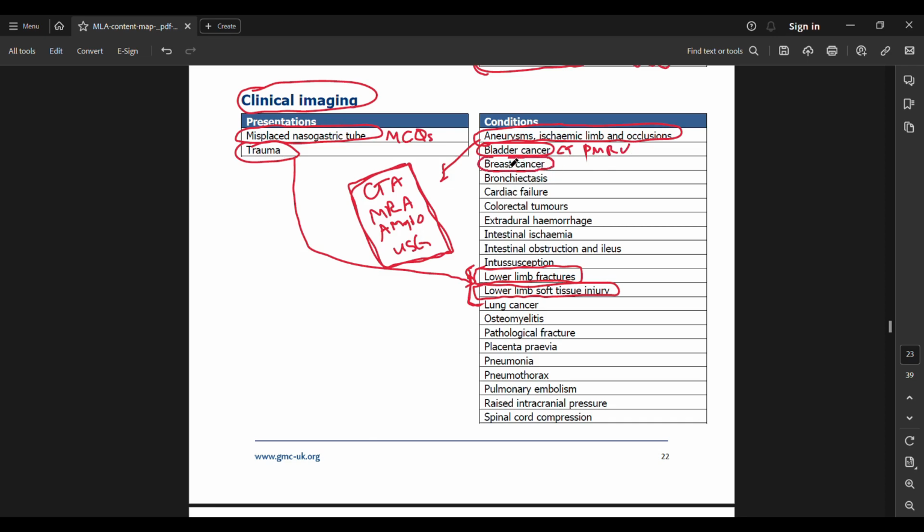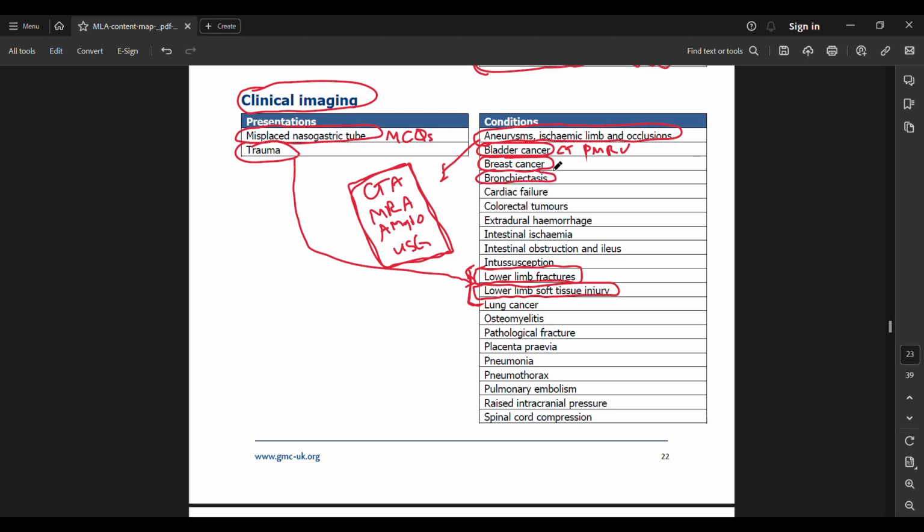Next, you have breast cancer. So ultrasound, mammography, all that stuff. So make sure you know which investigations are performed in the case of breast cancer, or in particular the imaging that's performed. Okay, again, less likely that they'll actually give you an image and ask you to diagnose the case without sufficient background information. Next, you have bronchiectasis.